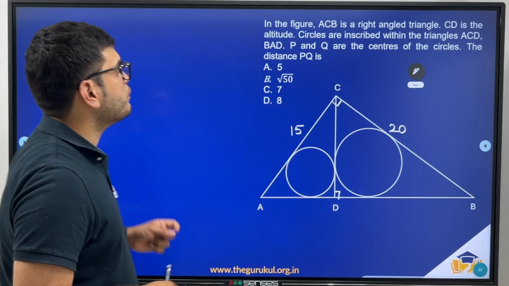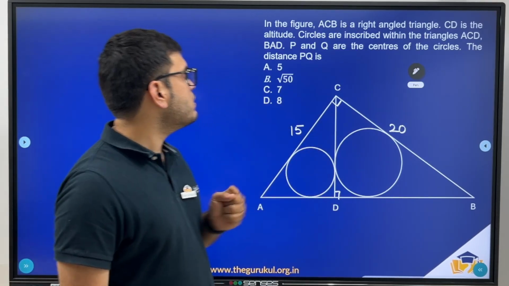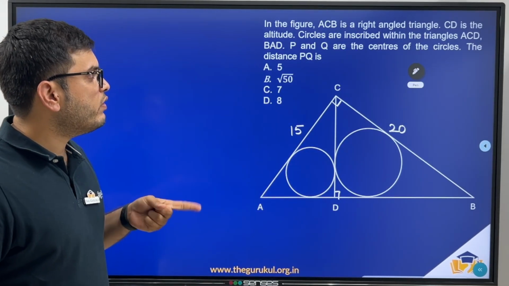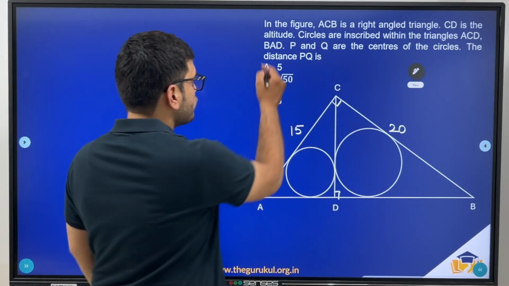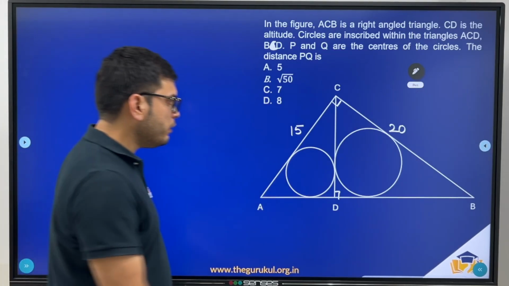Now coming to the fourth question. In the figure, ACB is a right angle triangle, right angle at C, CD is the perpendicular. Circles are inscribed within the triangles ACD, and it's not BAD, it should be BCD. Right. Now P and Q are the centers of the circles.